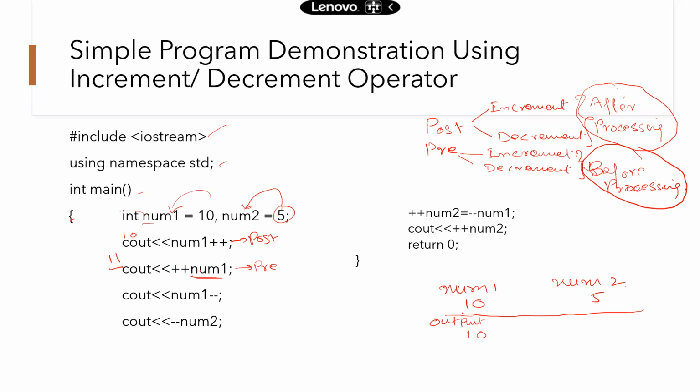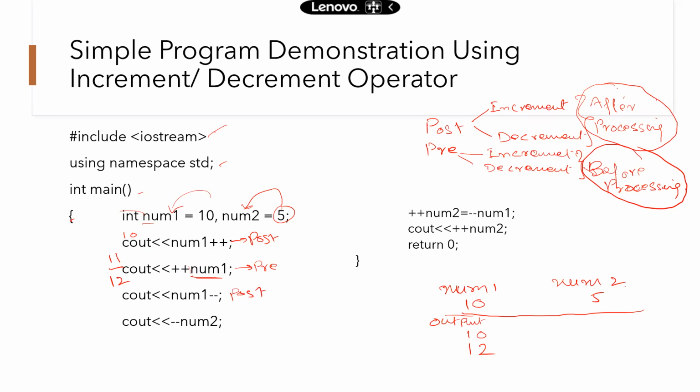So now it is going to print. It was 11. It is going to increment before it gets printed. So it is going to print not 11, it's going to print 12. So now that num1 has been incremented as a pre-processing, it is going to generate 12 instead of 11. All right. See, is this understood?